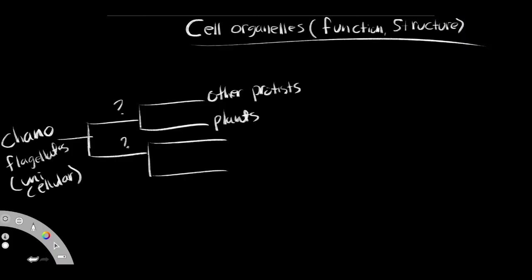Now, what's important to note here is this common ancestor that came from the same common ancestor of the choanoflagellates branched off into fungi and animals. Why is this interesting? Because animals and fungi are actually more closely related than fungi are to plants. Plants are actually more closely related to other protists.